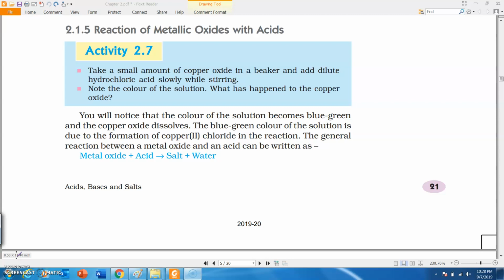Take a small amount of copper oxide in a beaker and add dilute hydrochloric acid slowly while stirring. Because we are showing reaction of metallic oxide. Metallic oxide we have taken is copper oxide.